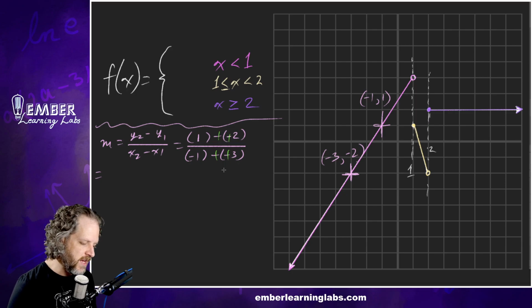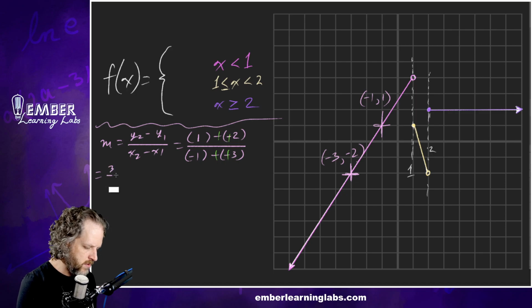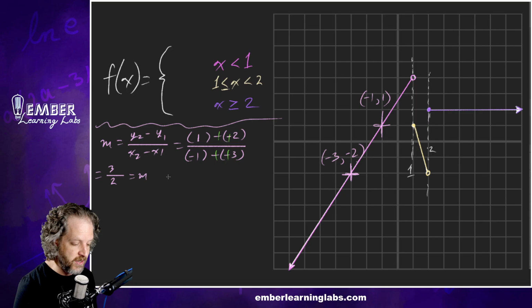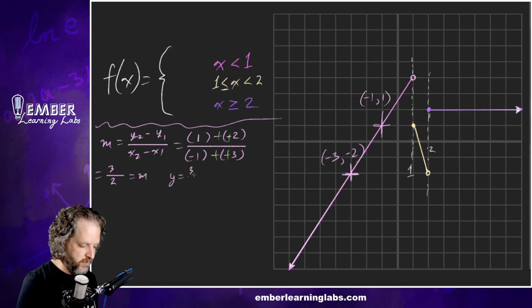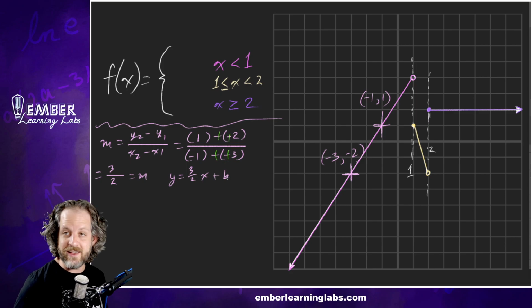Ka-chink, ka-chink, right? So 1 plus 2 is 3, and -1 plus 3 is 2. So the slope of this line is 3/2. So we've got y equals 3/2 x plus b. We need to figure out what the b is.